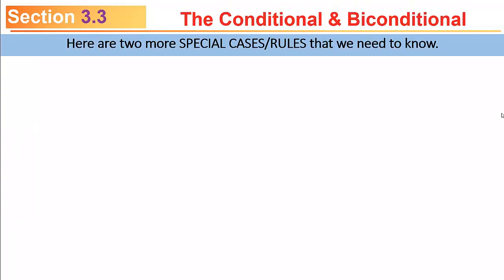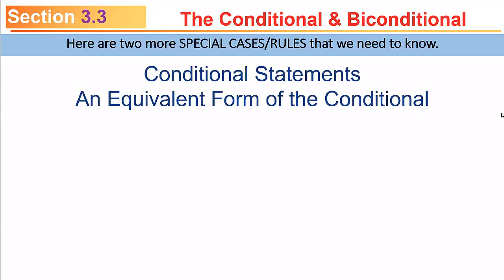There are two more special cases that we need to know. Remember, in the last section, we talked about two cases being the two De Morgan's laws. Here are two more special cases that involve the implication. This has to do with taking conditional statements and putting them in an equivalent form.